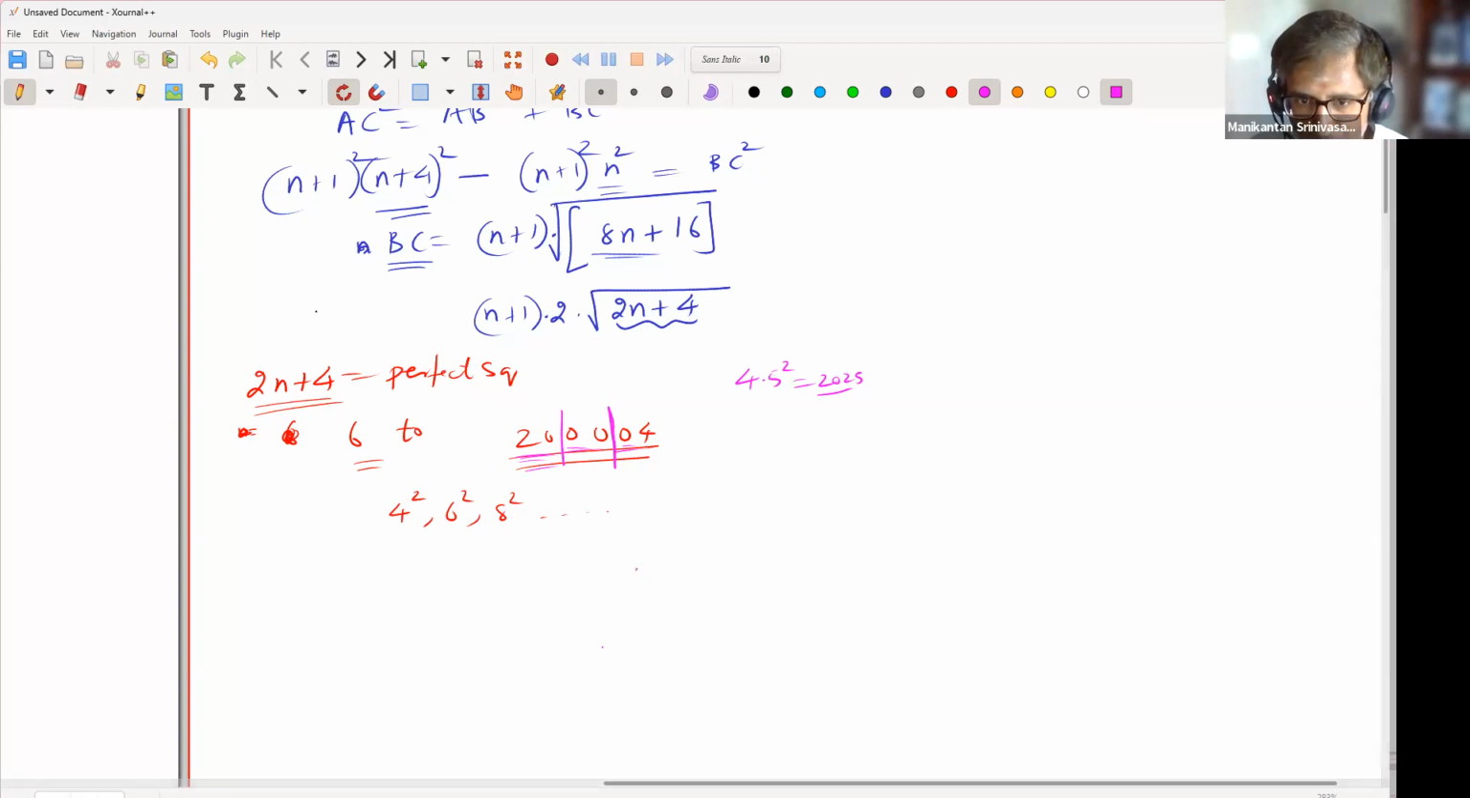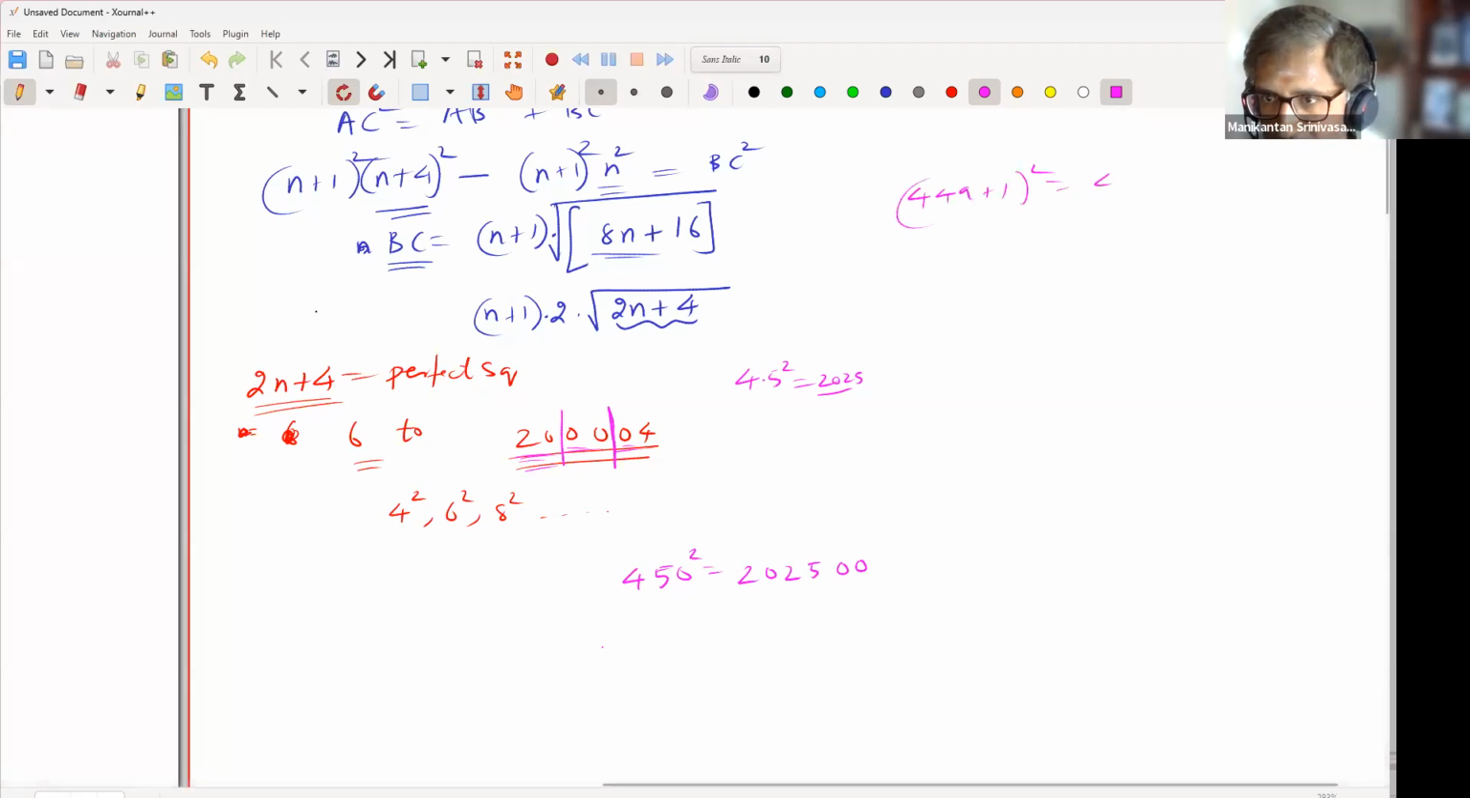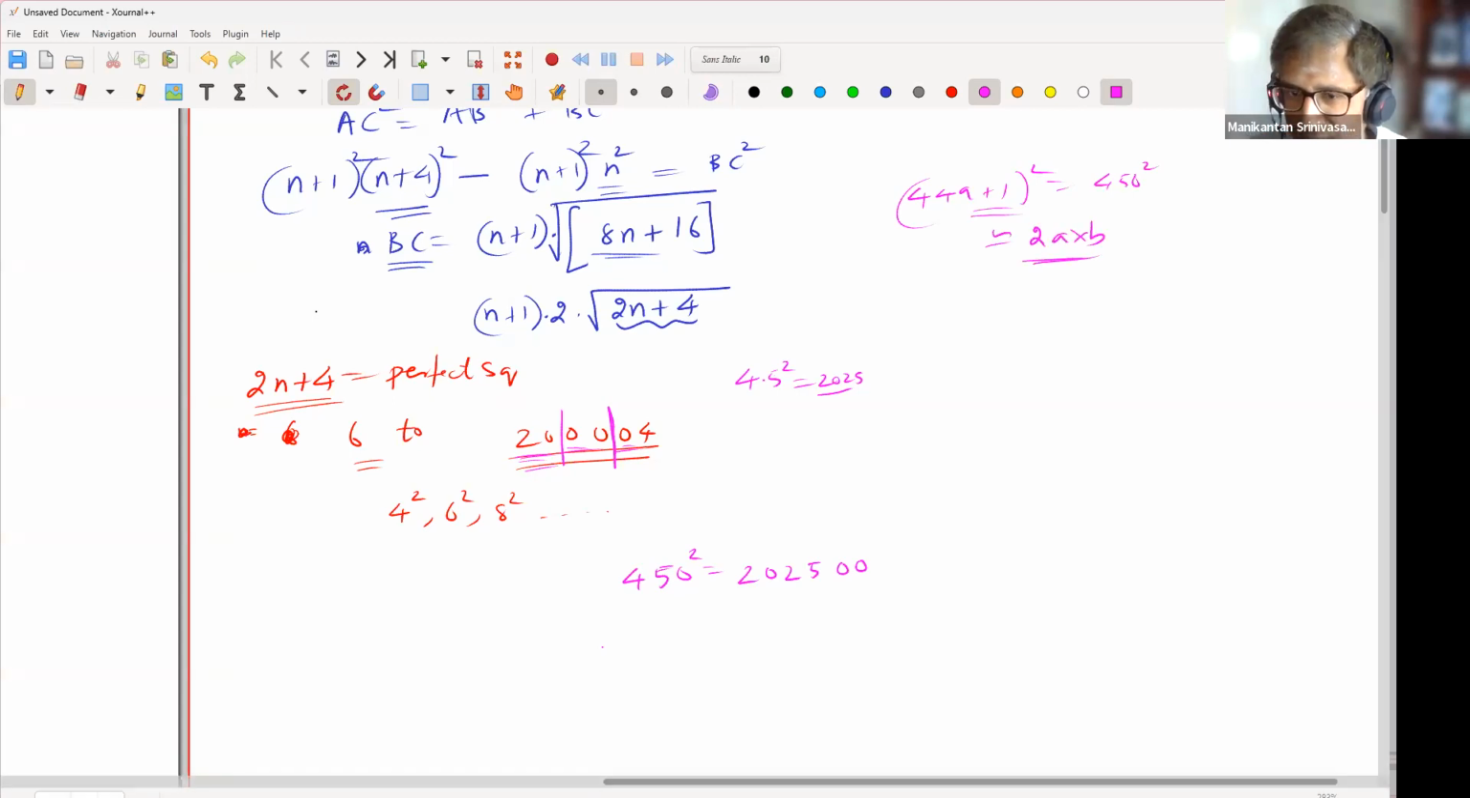So we know that 450 squared will be 2025 followed by 00. Now, we don't have to evaluate 449 squared and so on precisely, right? We know that 449 plus 1 whole squared will be 450 squared, so the difference will be roughly 2ab, so 2 into 450 or so. So 449 squared will be roughly around 201500, right?